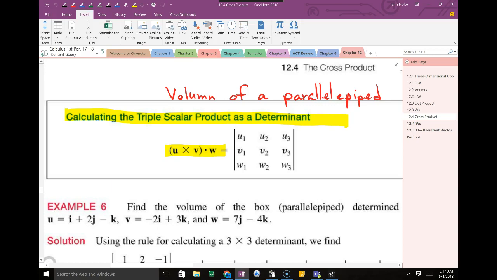Okay, so I looked it up this week. Volume. We can also find a volume of a parallelepiped. Parallelepiped. I've never heard of this word before.